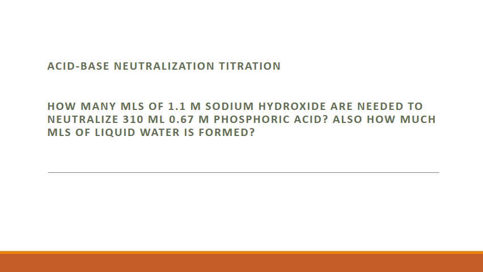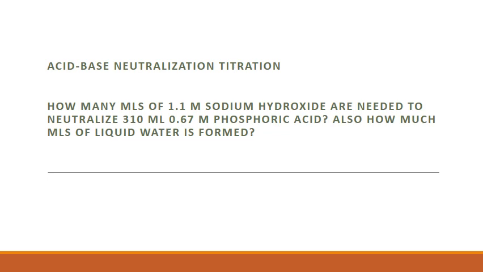Right now, we're going to do a double replacement acid-base neutralization titration, it's called. A titration is basically figuring out the amount of product you're making or reactant. We'll be showing you a lab on doing this as well.